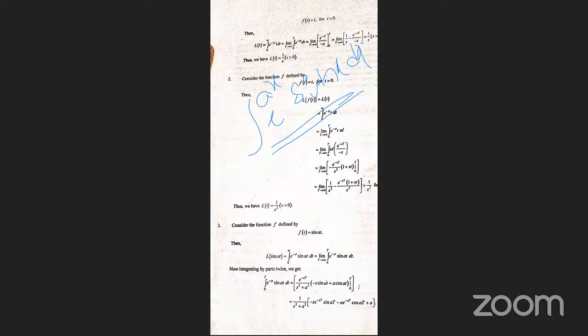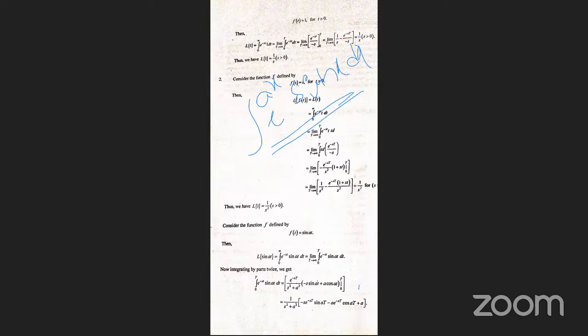In Google also you can get the integration of e power of ax into sine bx into dx. You are using that formula, the same formula, and applying the limit 0 to t. And what is the next step? Taking the limit, t tends to infinity.